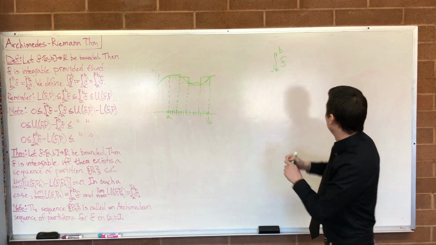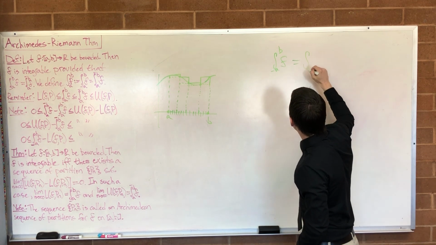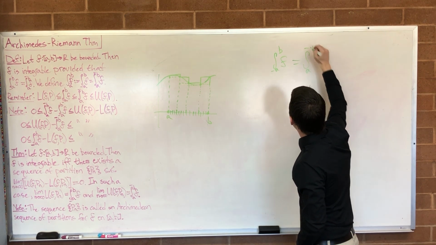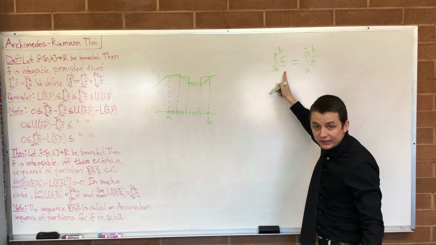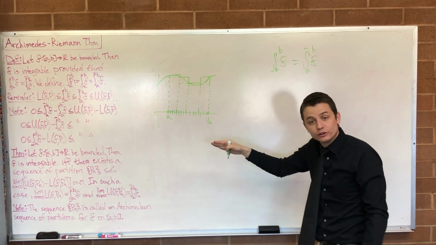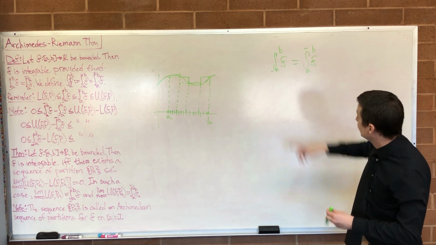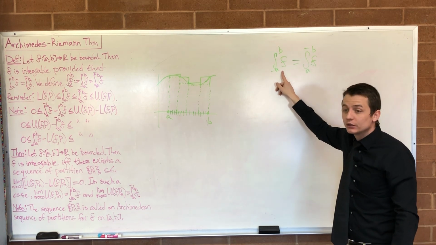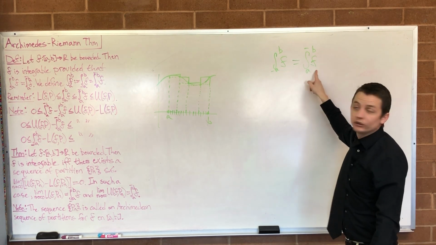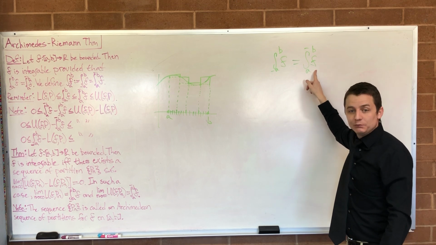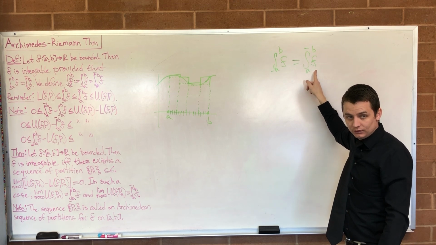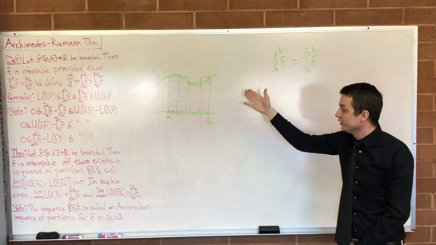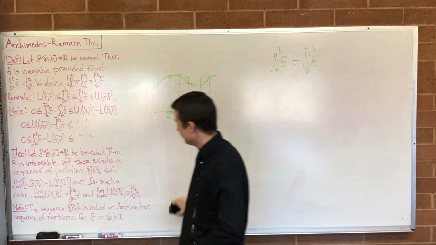The lower integral is going to equal the upper integral. It's going to turn out that the least upper bound of all my lower Darboux sums and the greatest lower bound of all my upper Darboux sums are going to be the exact same thing. Does that make sense? That's intuitively what this says. Now let's actually prove it.